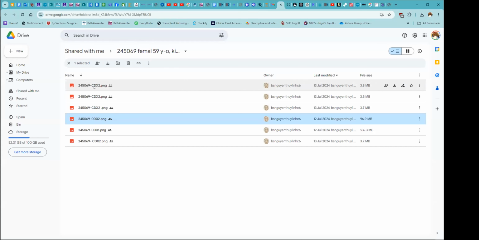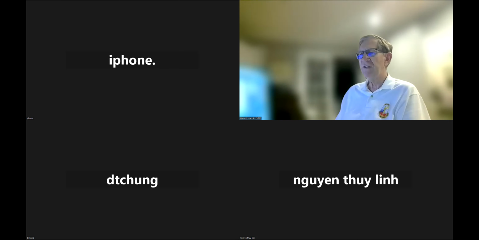And let's see, I believe you told me there were some other positive stains as well. Dr. Lin, do you want to comment on that possibility, on the other staining results?